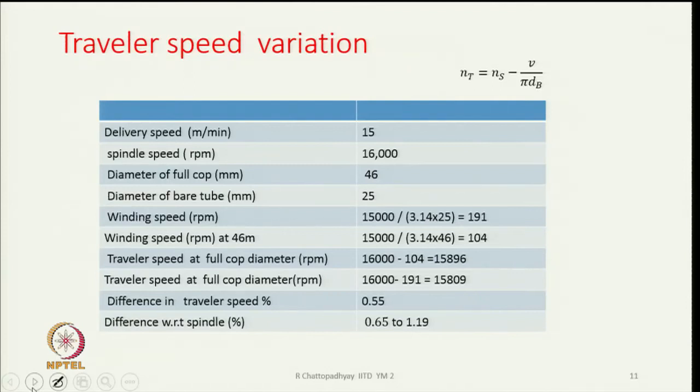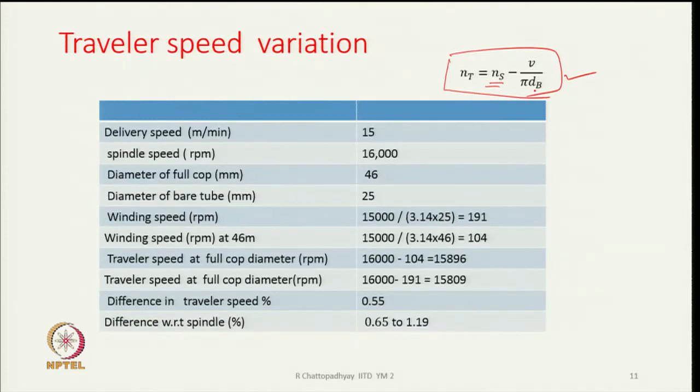Here, the traveler speed and the spindle speed are related by the equation as shown here. We will discuss it in more detail when we discuss the winding part of the yarn. That is, the winding speed multiplied by the circumference of the bobbin will always match the delivery rate. We call it the winding equation, and we will discuss it in more detail in some other lecture. We can roughly say therefore that n_t is n_s minus v by pi d_b, where v is the delivery rate, d_b is the bobbin diameter.